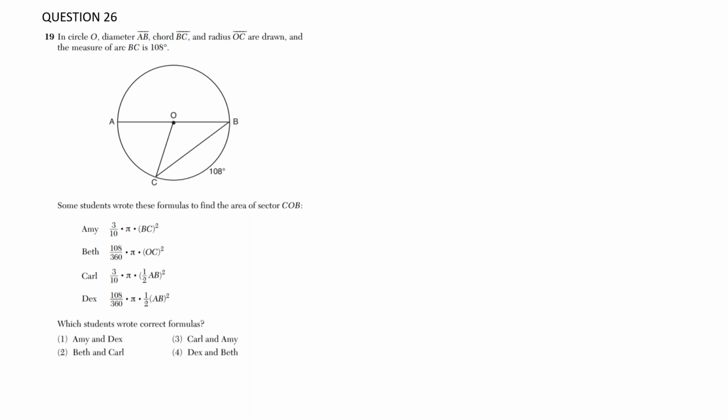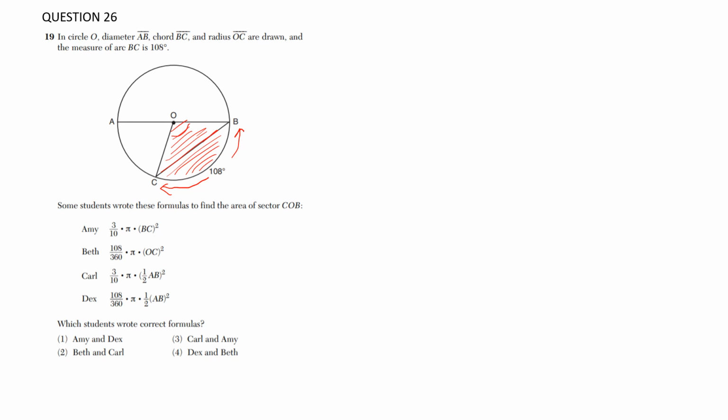In circle O, diameter AB, chord BC, and radius OC are drawn, and the measure of arc BC is 108 degrees. That's this arc over here. That measure of this angle. Some students wrote these formulas to find the area of this sector. I'm going to color that in red. That's sector COB. Which students wrote the correct formulas?